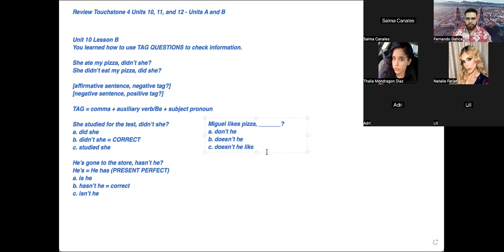What do you think it is? Doesn't he? Doesn't he would be correct. Good. Doesn't he, because the auxiliary verbs for the present are do and does. But because you need to use the negative tag, it's don't or doesn't, and then the subject is he. You can't say don't he. That doesn't make sense. It would be doesn't he. So, Miguel likes pizza, doesn't he? A Miguel le gusta la pizza, ¿no?